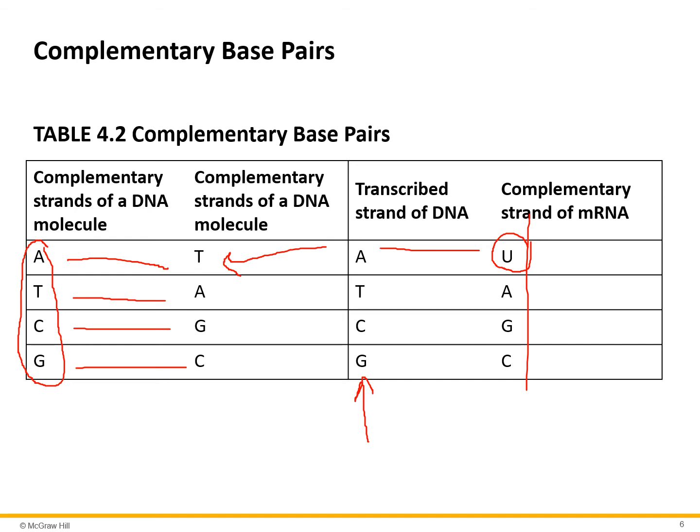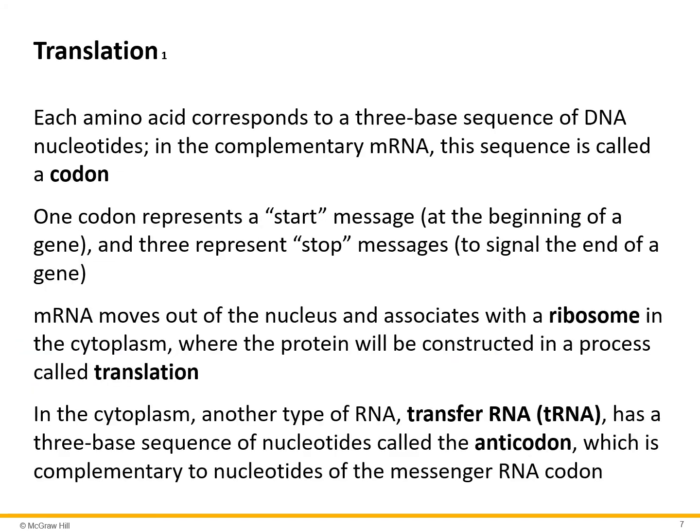Now, where the T is on DNA, it's the same as an A. If the C is, it's the same, it's a G. Where the G is, it's the same, it's a C. The only difference is wherever there would be a T on the DNA, there's a U, all right? On the other strand of DNA, I should say, on the complementary strand.